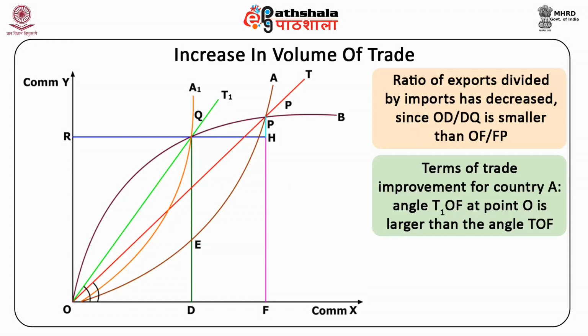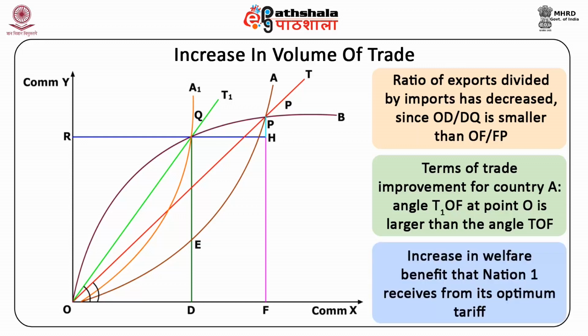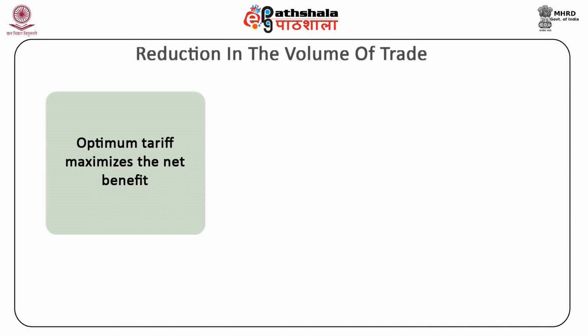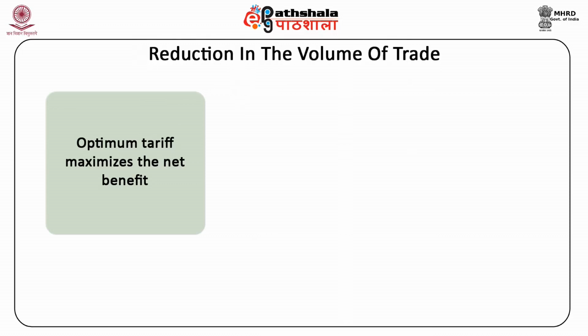This is only possible when we assume that Nation 2 does not retaliate. Hence, the increase in welfare benefit that Nation 1 receives from its optimum tariff, however, comes at the expense of Nation 2, which loses both because of the reduction in the volume of international trade and the deterioration in its terms of trade. As we have seen in the previous section, the optimum tariff is the one that maximizes the net benefit that results from an improvement in the nation's terms of trade against the negative effect resulting from a reduction in the volume of trade.